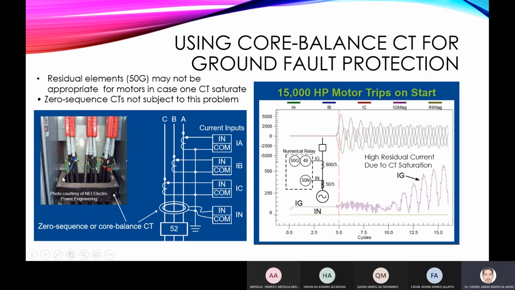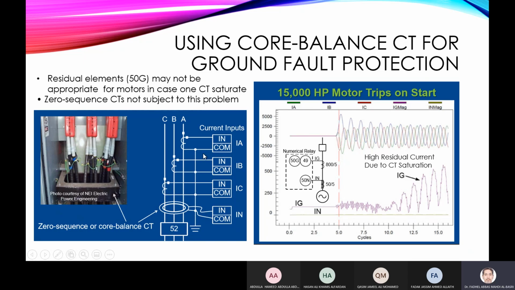So these all pass through the core of the core balance CT, or zero sequence CT, or, as we sometimes call it, flux summation CT. All this means the same. All the conductors pass through the core of the CT, and this goes to what we call, in this case, 50G or 51G.